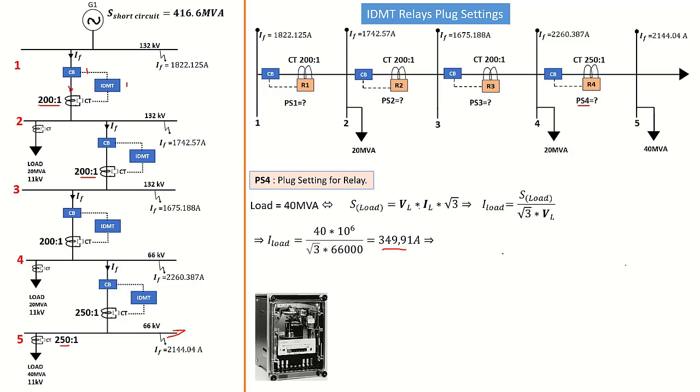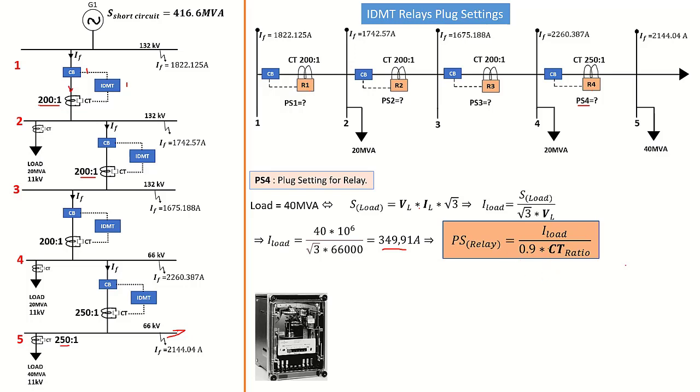So the formula to calculate our plug setting is as follows. The plug setting of the relay is equal to I load divided by 0.9 times the CT ratio. The CT ratio is the current transformer ratio. For relay 4, the current transformer attached to it has a ratio of 250/1. Now the 0.9 means that the normal full load current must not exceed 90% of the relay setting that we're going to set.